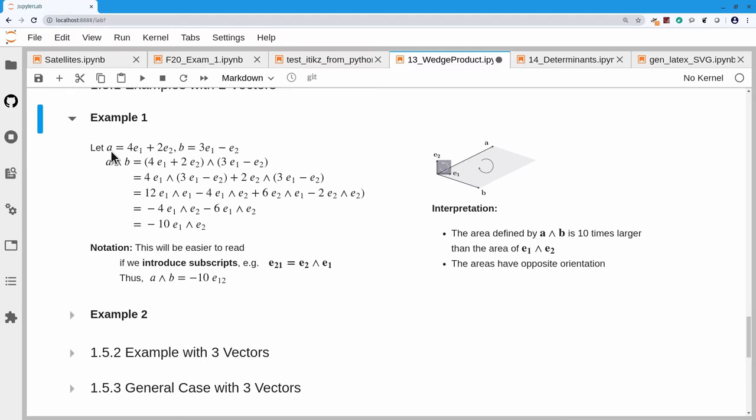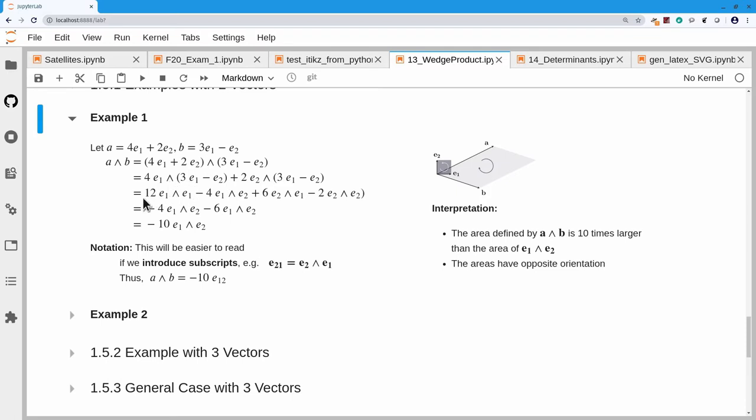Let me take the vector A, 4e1 plus 2e2, the vector B, that's 3e1 minus e2, and wedge them together, so A wedge B. And now simply apply algebra the way we are used to, just being careful about the order. So break that first vector into two. 4e1 wedged into the second vector, 2e2 wedged into the second vector. And now break the second vector into two.